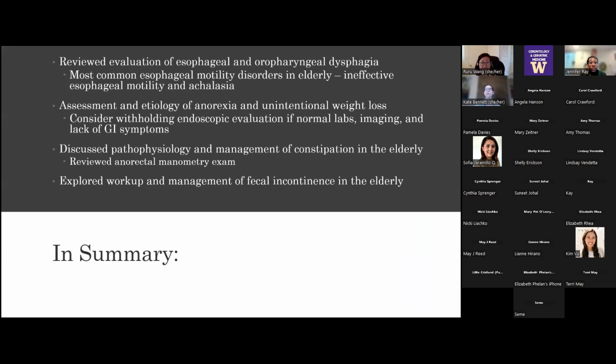So in summary, we reviewed evaluation of esophageal and oropharyngeal dysphagia. Most common esophageal motility disorders in the elderly are ineffective esophageal motility disorder and achalasia. We assessed the etiology of anorexia and unintentional weight loss. If everything's normal in terms of your workup with labs and imaging, consider holding off on endoscopic evaluation in the setting of lack of GI symptoms.